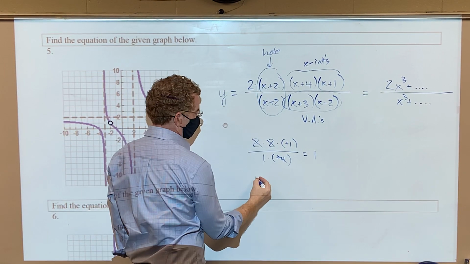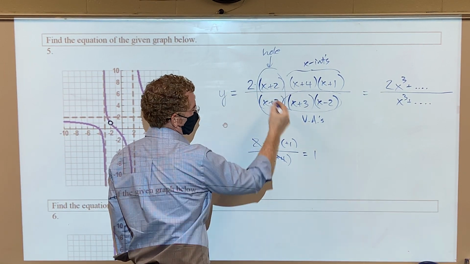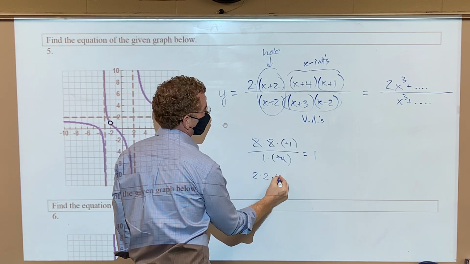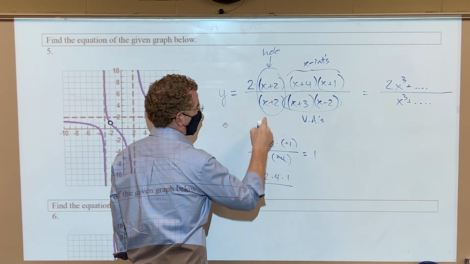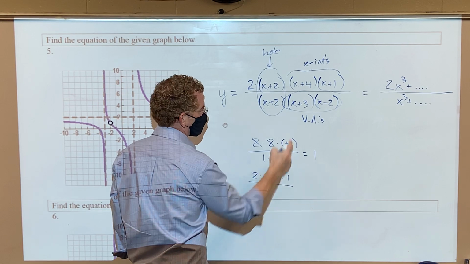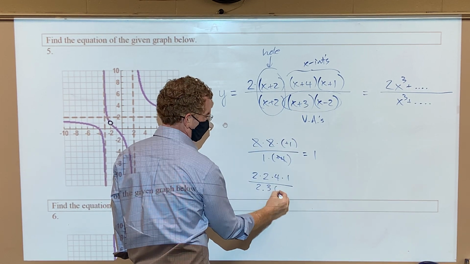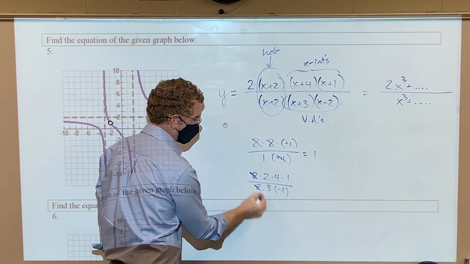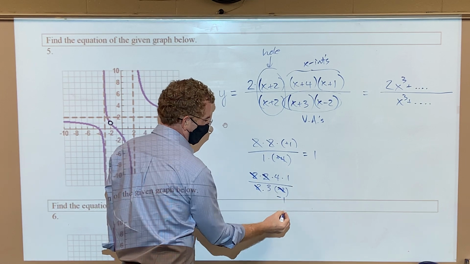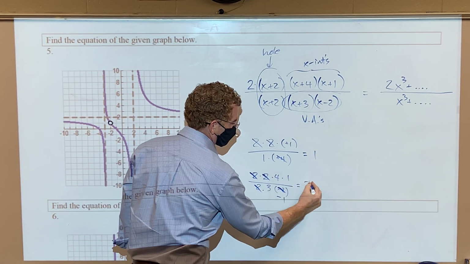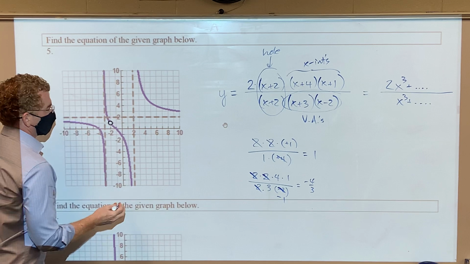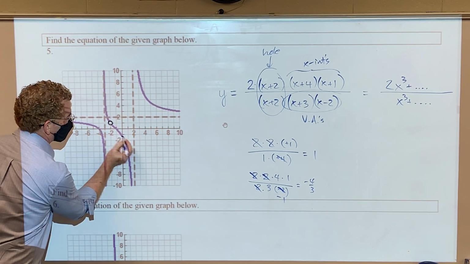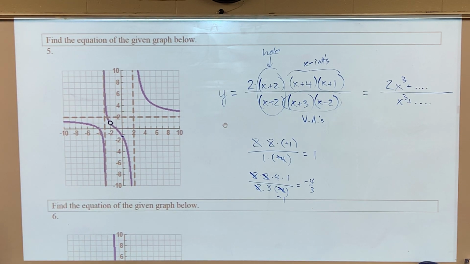And you could plug in 0 for x and see what the y is. If I plug in 0 for x, I get 2. Those cancel, but I'll leave them in there. 2, 3, and a -2. And I get 4 over -3, -4/3. And that looks like about -4/3. So you don't even have to check the y-intercept.